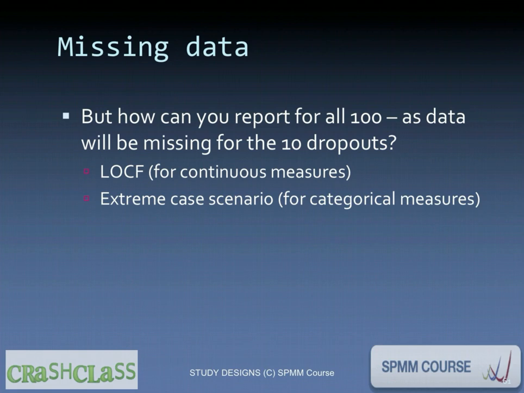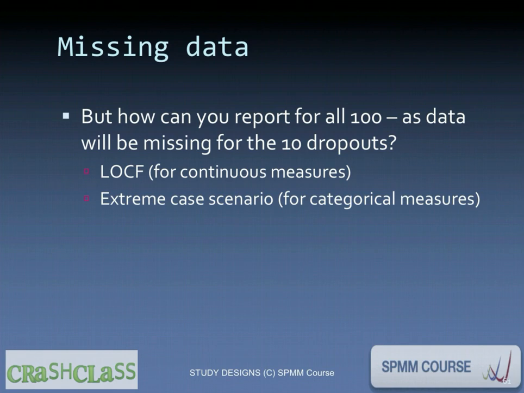You can't just pick some patients to apply extreme case and pick other patients to apply a different method of outcome analysis. So categorical measures use extreme case scenario. Extreme case scenario could be worst case scenario, where every dropout is considered to be unwell, or best case scenario, where every dropout is considered to be getting better. Depending on what protocol you set up at the beginning, you can have a best case or a worst case scenario analysis. These are two ways of dealing with missing data.